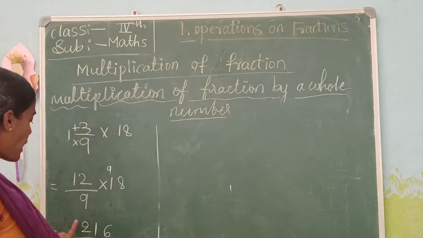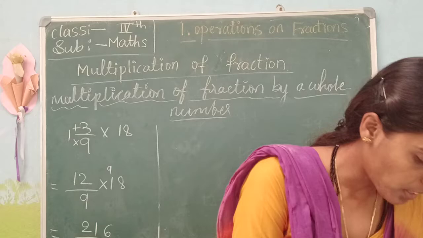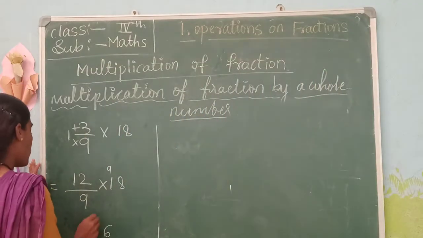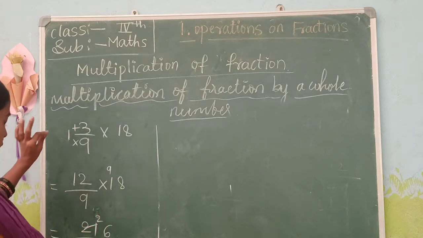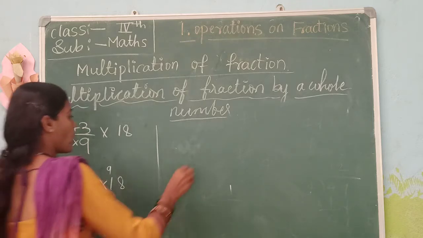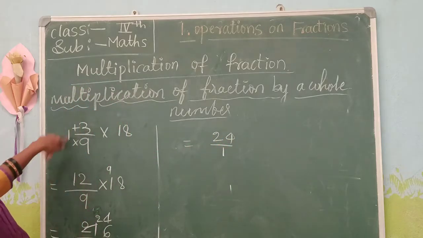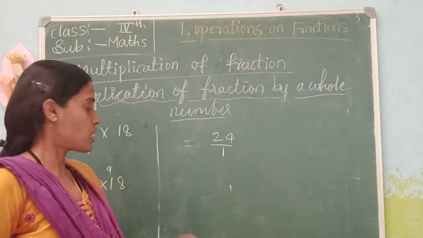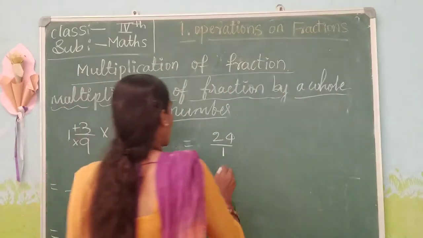So now 9 and 216 are in the 9 table. 9 ones are 9. 9 twos are 18. 18, 19, 20, 21, 3 remains, 36. 9 fours are 36. Now the answer is 24 by 1. So 1 and 3 by 9 into 18 is 24 by 1. Clear to you? Yes. Next one is 2 and 1 by 3.